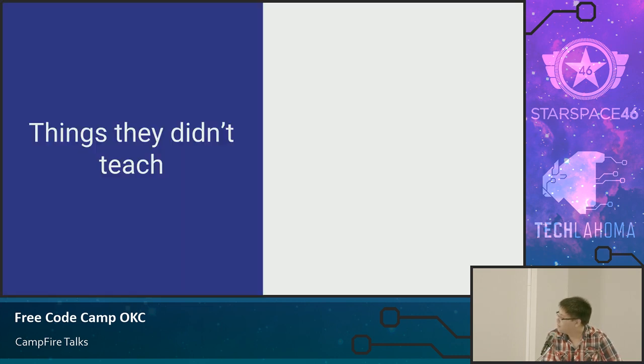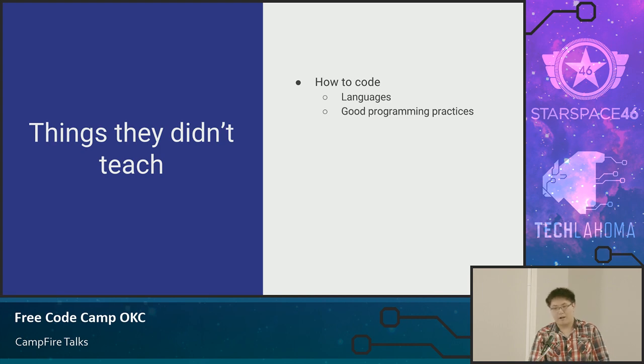So some of the things that I wish I knew when I was at the internship, and just in general, that they didn't teach. This is by no means an exhaustive list, but essentially I wish they had taught me how to code better. So just generally learning different languages. I was using Java basically the whole time I was there, except for one class. And good programming practices, so things like how to write clean code, how to put in proper comments.